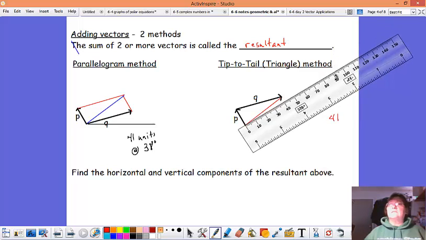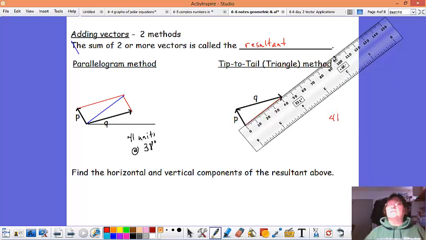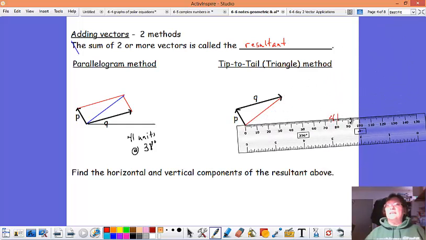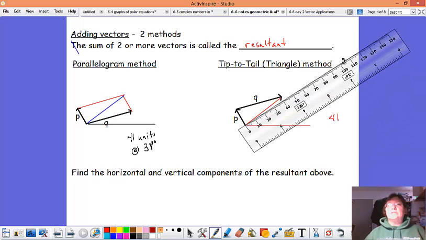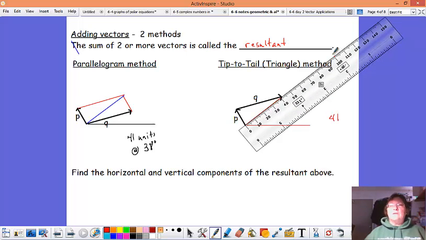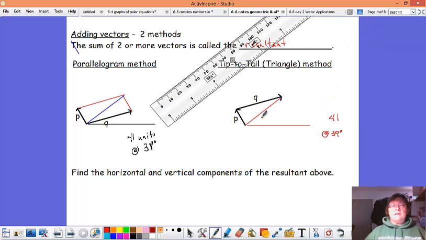Let's check that angle out. Let's see, it was, oh, look at that, 39. Yeah, pretty darn close. Here's the horizontal. And that angle measures right around 39 degrees. Measuring with implements is never going to be precise or as accurate as you want it to be. However, both of those methods work for adding two vectors geometrically. I would guesstimate that this is the one that's easier to use. At least that would be my guess.